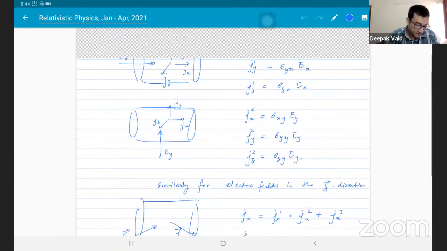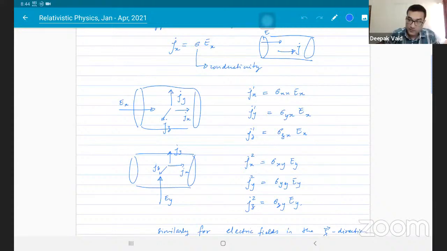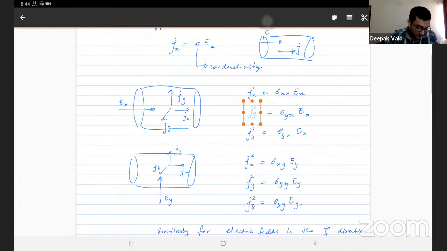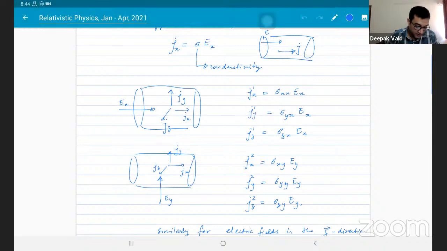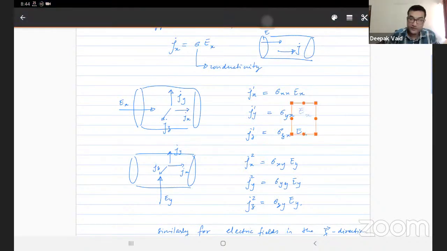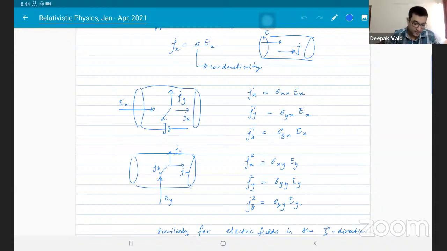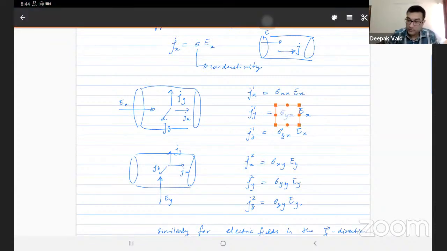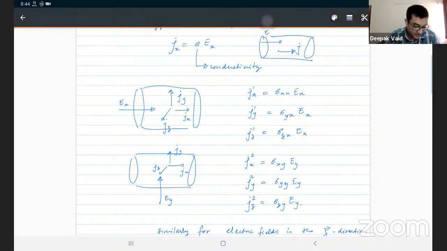So, in the isotropic material like this, you can write down the response that is created in any direction. So you can say that Jy is the response in the y direction due to an electric field in the x direction. So you can define this object, which is the conductivity. This conductivity is written as sigma yx.